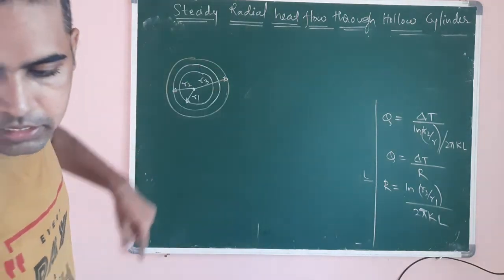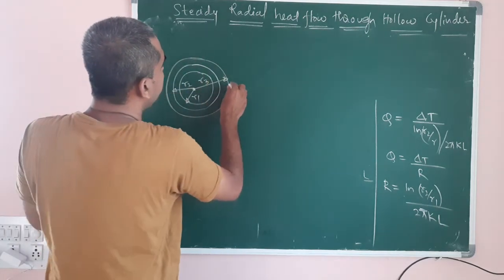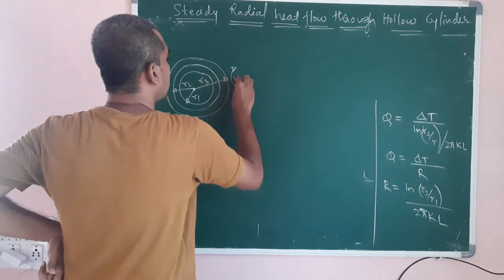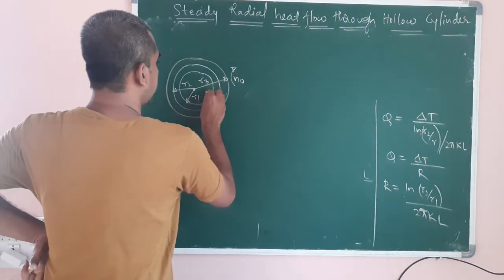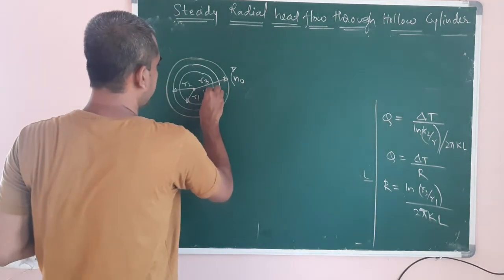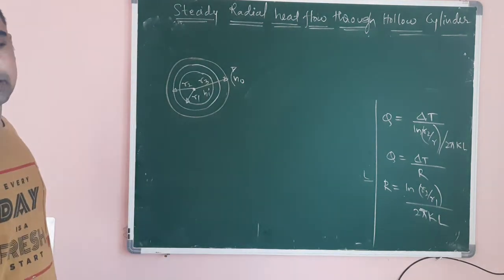Then covering this insulating layer, there is convection heat transfer with heat transfer coefficient H naught. There is also convection heat transfer inside with the heat transfer coefficient Hi. Now, how does the heat transfer take place?